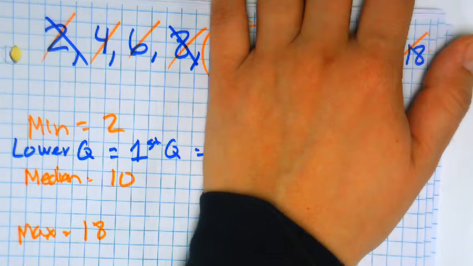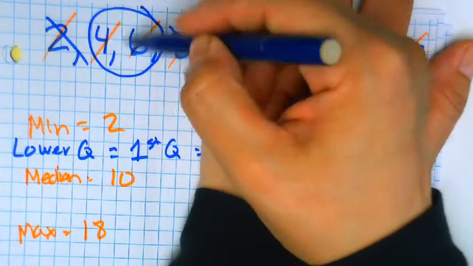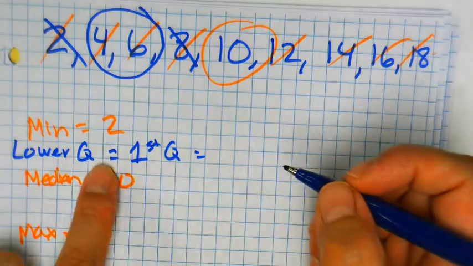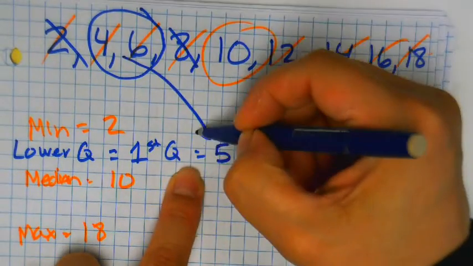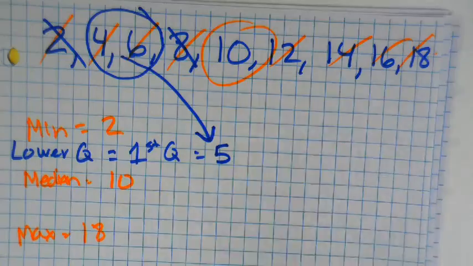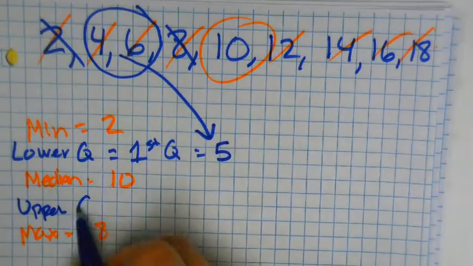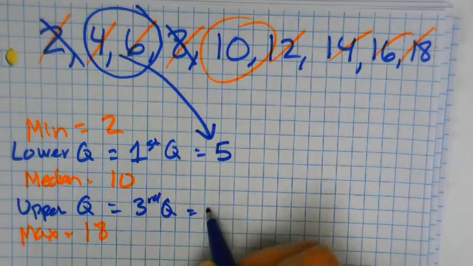I like it. Okay, so you have two numbers in the middle. What's in the middle of 4 and 6? 5. So that is what we call our lower quartile, first quartile: 5. If you want to put an arrow. Okay, what's in the middle of the upper part? 15. So let's write that upper Q, also known as your third quartile, and that would be 15.